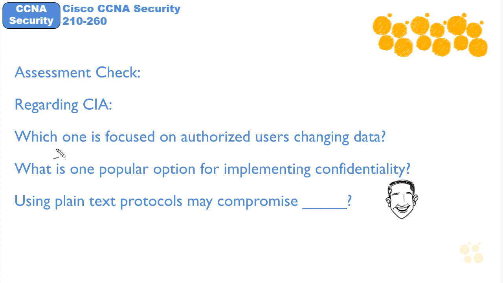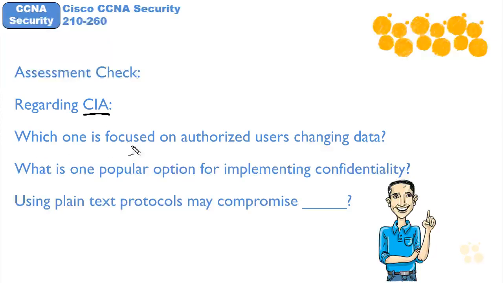All right, my friend, let's go through these together. Regarding C.I.A., confidentiality, data integrity, and availability, which one is focused on authorized users changing data? The part that deals with only authorized users being able to change or manipulate data would be data integrity.